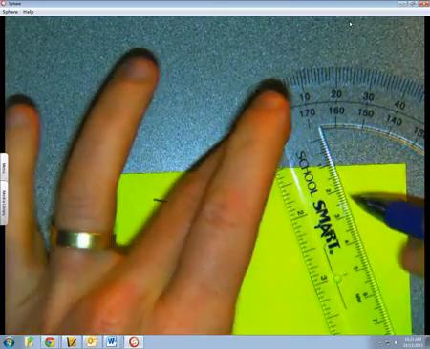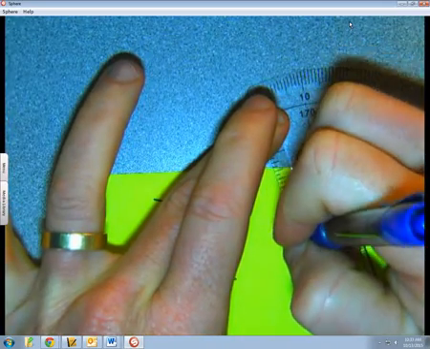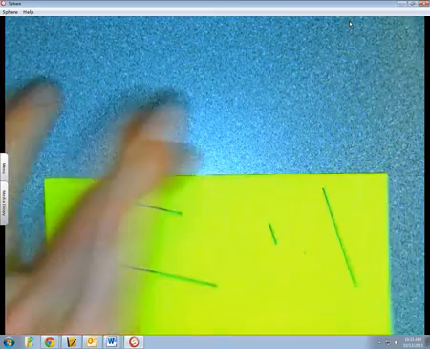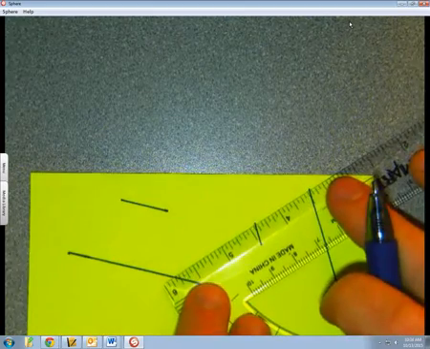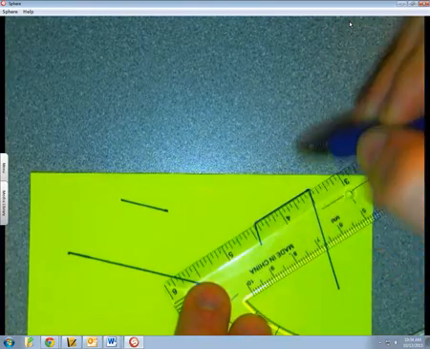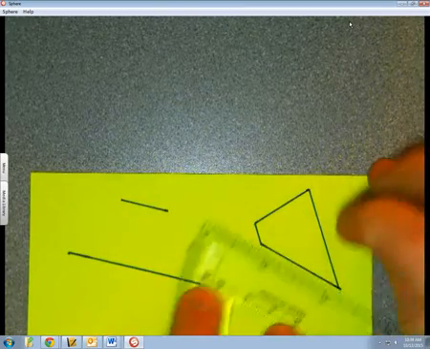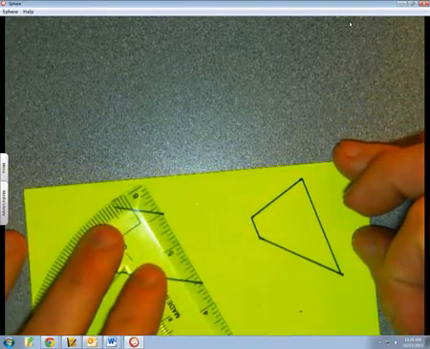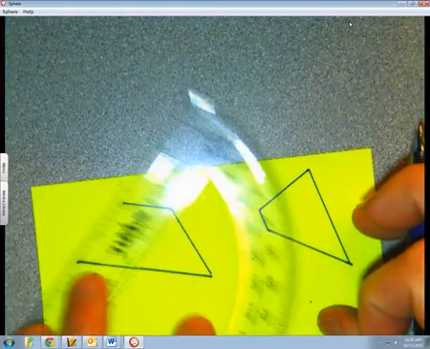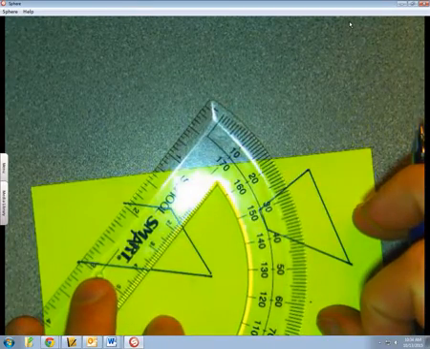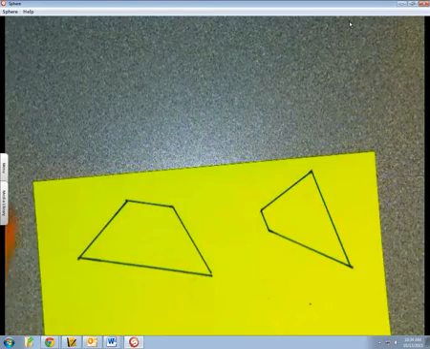So I'll do another one skew here. Maybe we'll make this side shorter, maybe just like that, right? And then I'm going to connect these guys right here. So there you go. So what is a trapezoid?